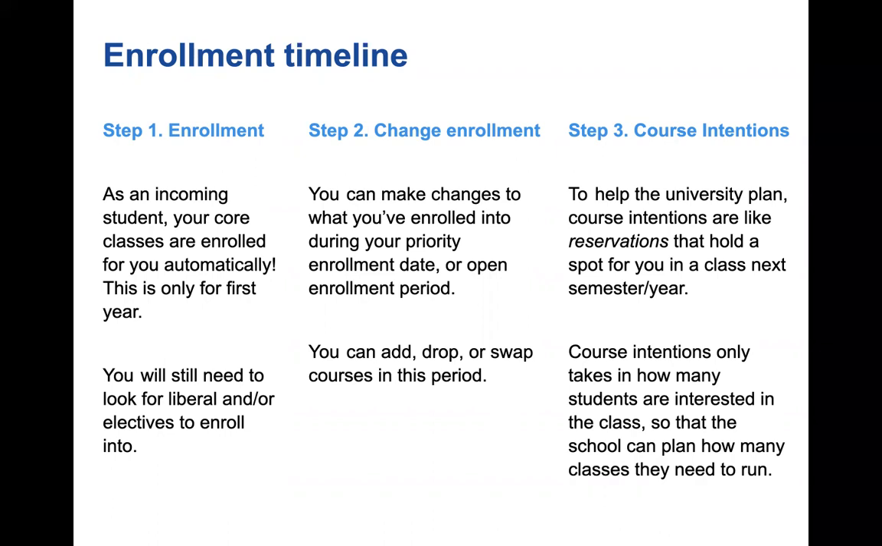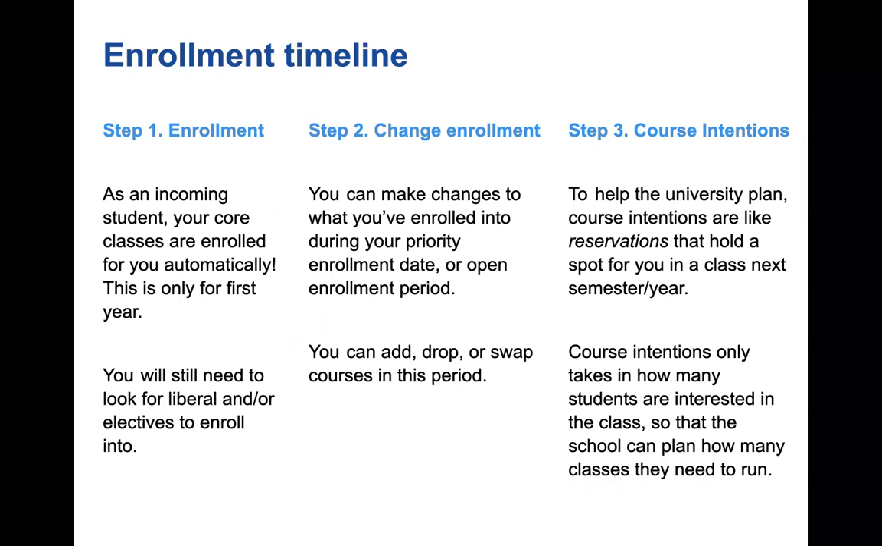However, because they've picked the core classes for you already, this doesn't mean that you can't change them. If you like, you can always look through RAMSS and change different sections. So if your core class has 3 sections and you want to change them, you can definitely do that, changing the times to work better for your schedule. You'll still need to look for liberals and other electives to enroll into. The university doesn't know what electives you're going to want, so that's all on you to enroll into those classes.